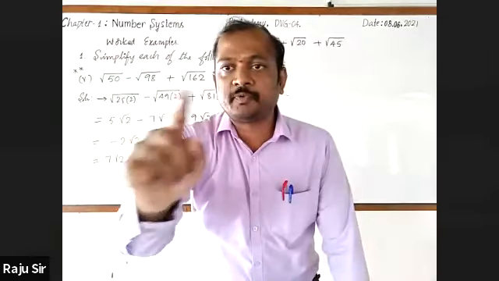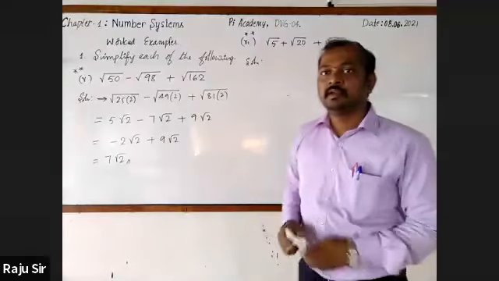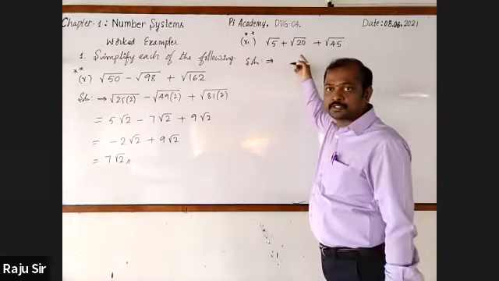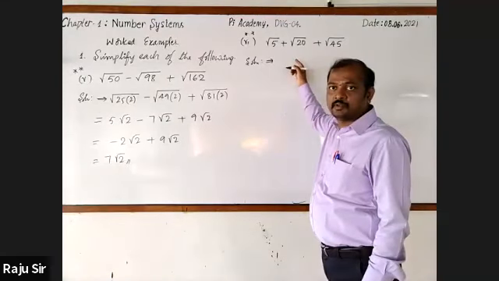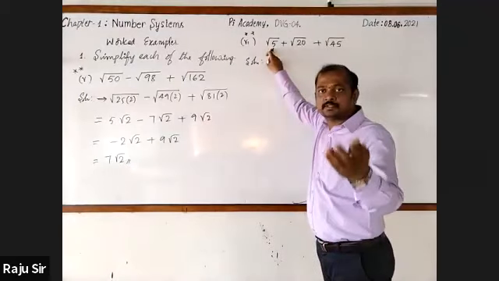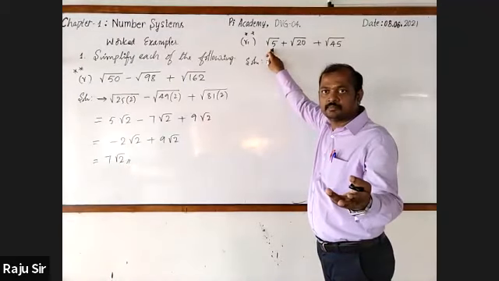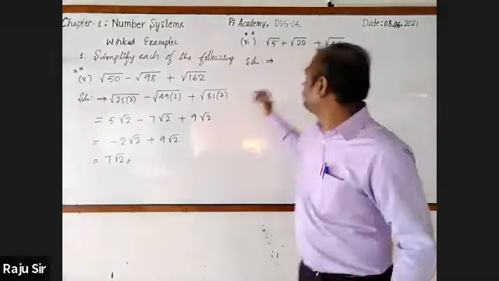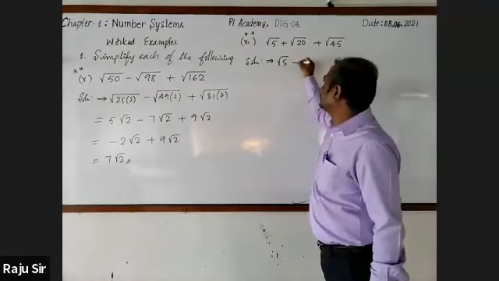I expect from Ananya SN. Ananya, how do you go for simplifying? First term is root 5. Is it in simplest form? Ananya? The root 5 is already in simplest form, so we can write it as it is.